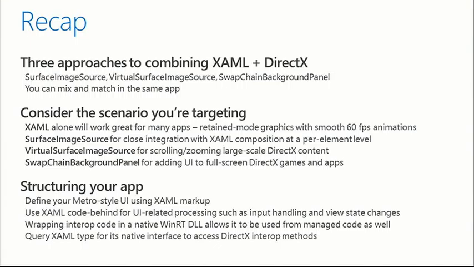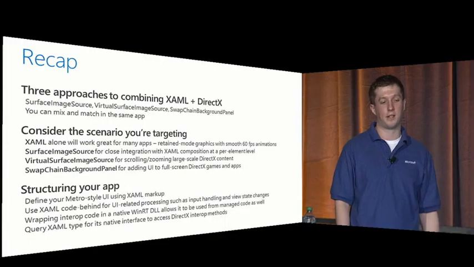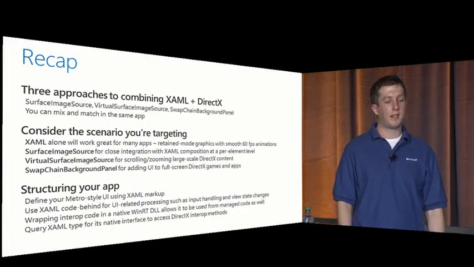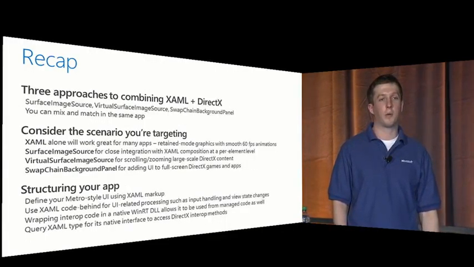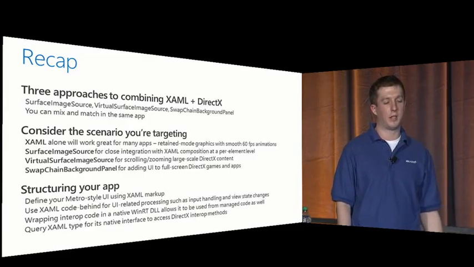If you have, say, your game in a swap chain background panel, and then you might have a little mini map in the corner, and you want to use a virtualizing surface image source for that, you can definitely do that as well. But you should definitely think about the scenario you're targeting to figure out which one of these interop APIs you want to use for any given scenario.